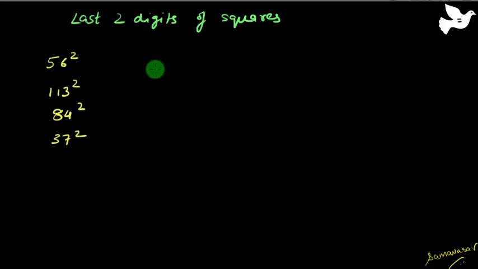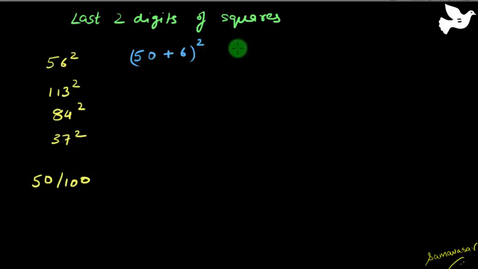Now let's find out the last two digits of squares. Whenever you're given some squares, all you need to do is take the base of either 50 or 100. So whatever number you are given, like in this case 56, you express this in terms of either 50 plus something or 50 minus something, and 100 plus something or 100 minus something. So in case of 56, it is simply (50 + 6) raised to the power 2.